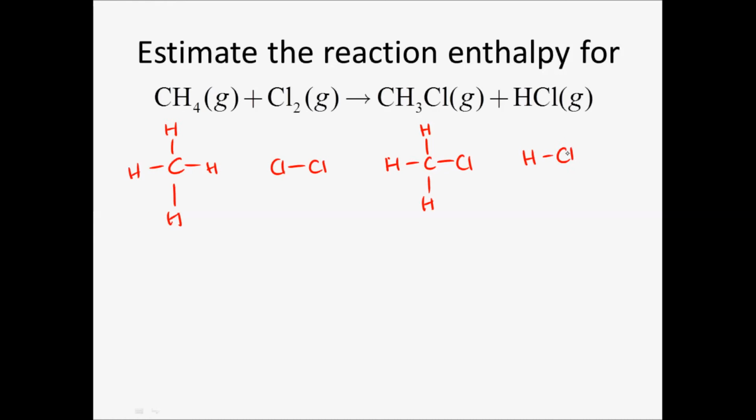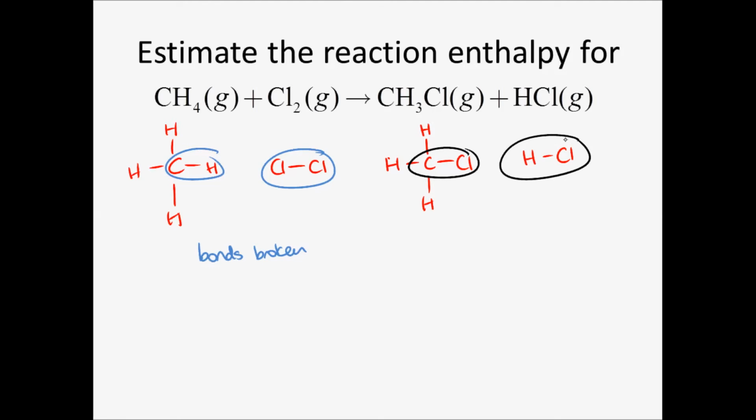Here, for clarity, I have omitted all lone pairs from the Lewis structures. From looking at this, we see that we break one chlorine-chlorine bond and one carbon-hydrogen bond. We form one carbon-chlorine bond and one hydrogen-chlorine bond.